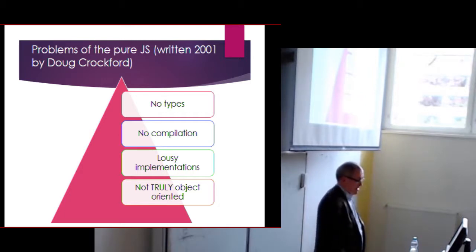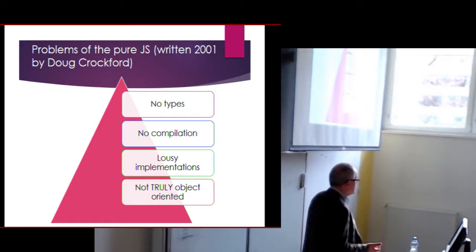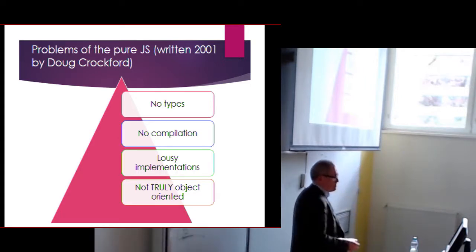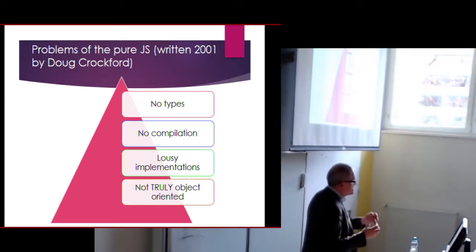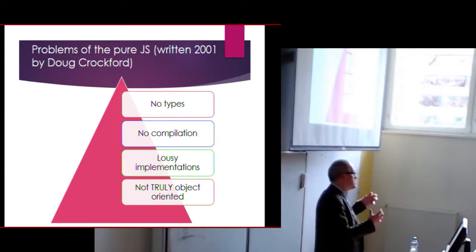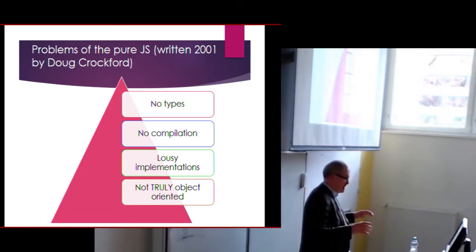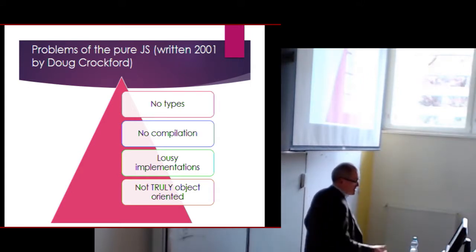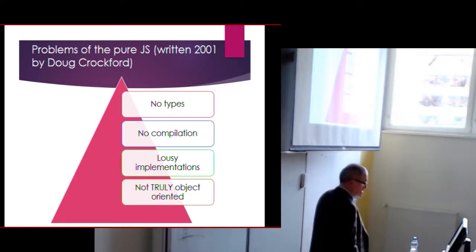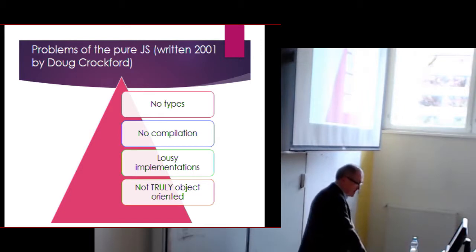this is a problem. No compilation. If you have languages like C or, I don't know, assembler, you have to compile them. It means the code passes through some process, and during compiling, some errors like type errors or logical errors are discovered. In JavaScript there is no compilation, so again you can discover you did something wrong only at runtime.